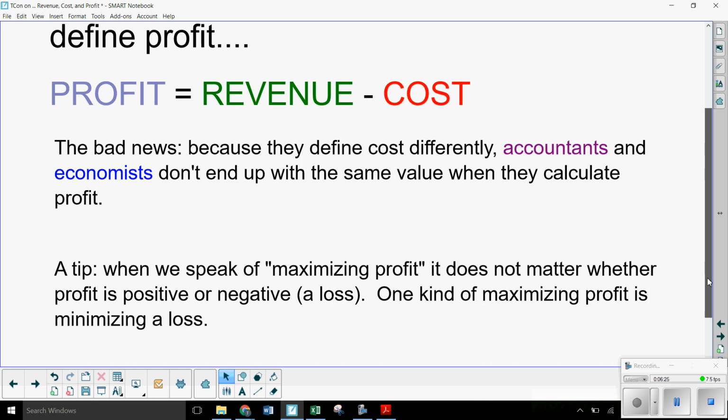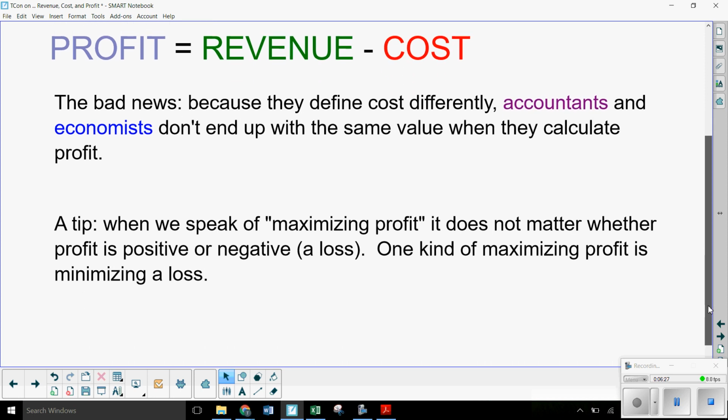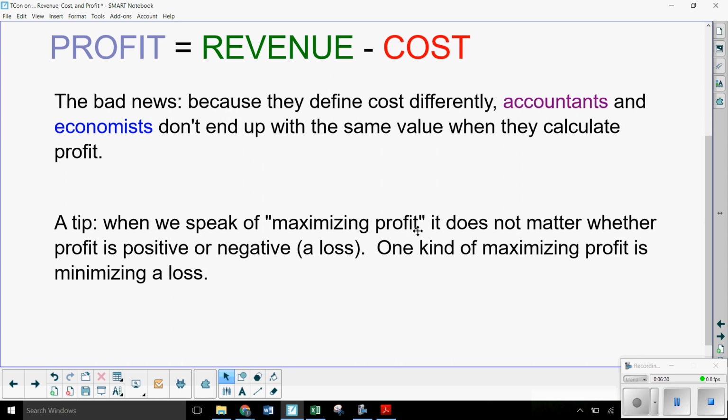Now here's a couple things. When we talk about maximizing profit, don't think that means you're earning a positive economic profit. There might be none. There might be no profit at all. The idea is we're just trying to find the level at which it's highest. So in some cases, maximizing profit means minimizing a loss, because perhaps producing any other quantity would be a bigger loss.